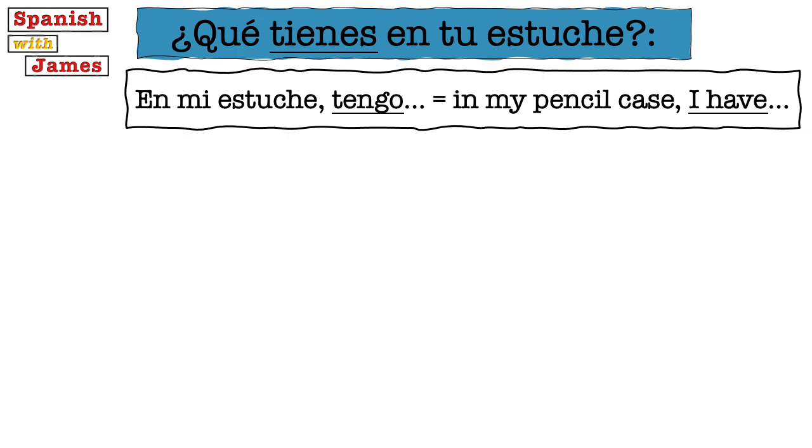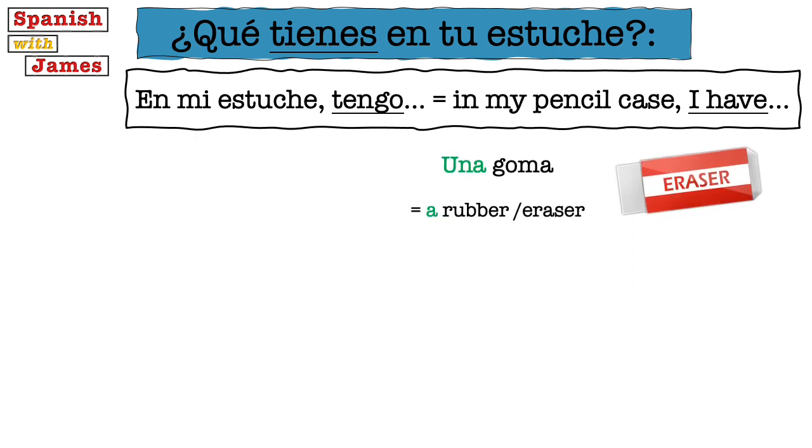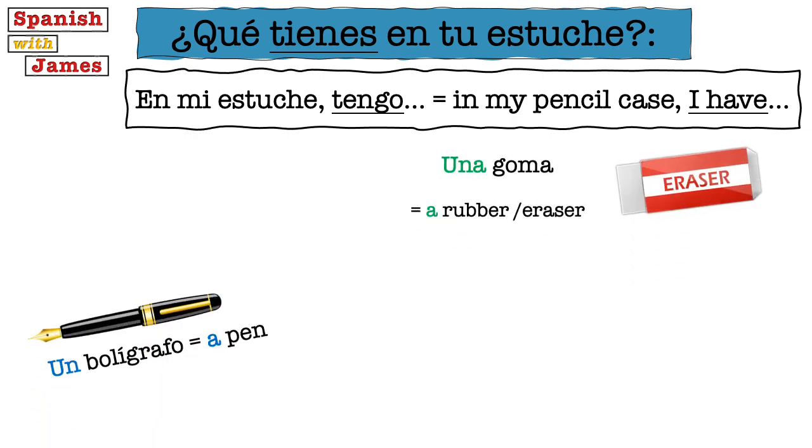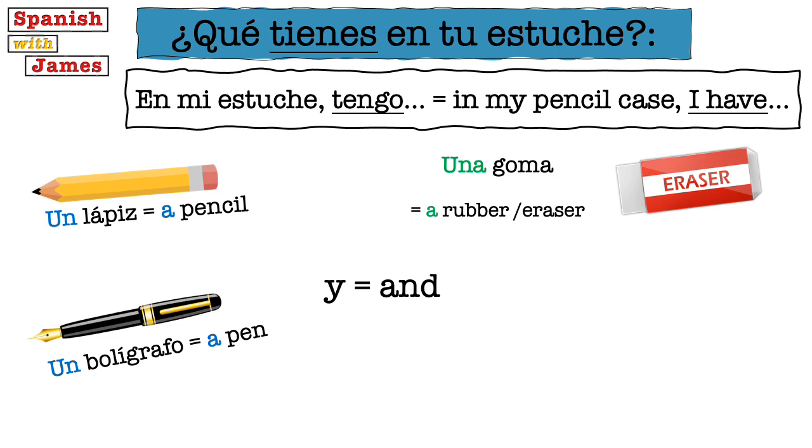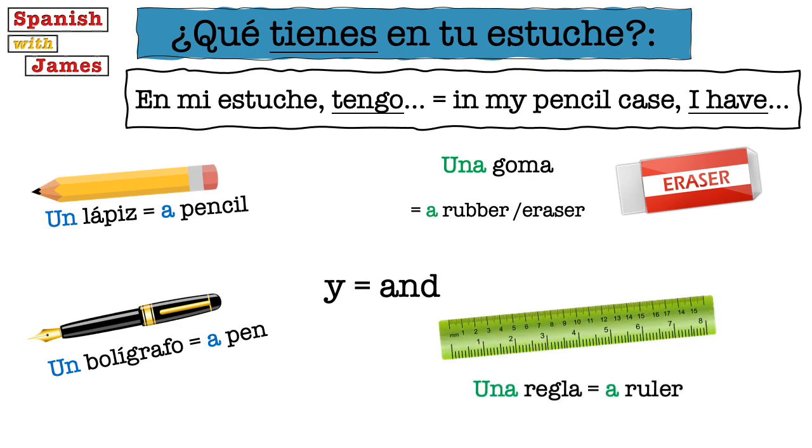So to this question, ¿Qué tienes en tu estuche? We can respond, en mi estuche tengo una goma, un bolígrafo, un lápiz, y, which means and, y una regla.